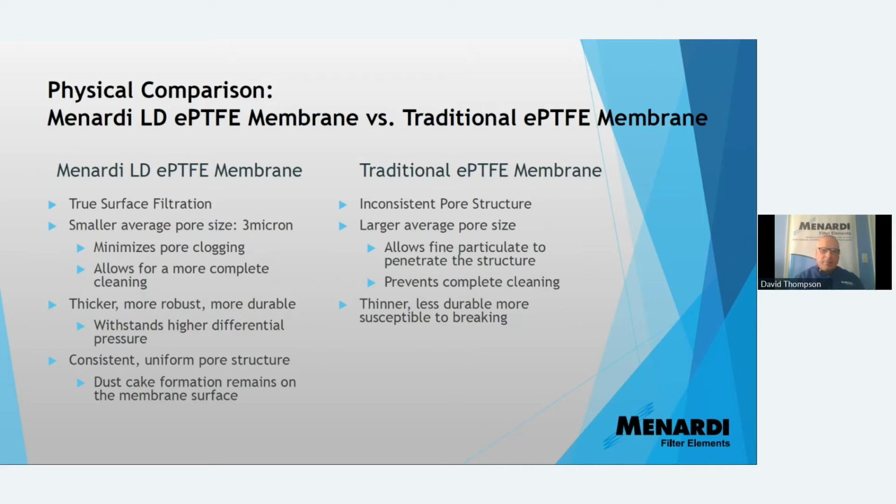Plus, over time, that differential pressure would become untenable, so we'd have to eventually change the bag sooner. With low drag, we reduce all of those things: the probability of material getting into the tortuous path, the need for more frequent pulsing. We extend the time between those pulses, and therefore extend the life of the bag, and get a much more efficient pulse that gives you a very defined cutoff point and helps you stay within your permit limits.